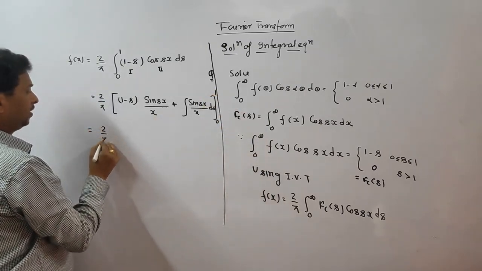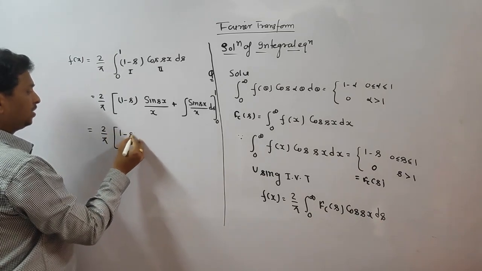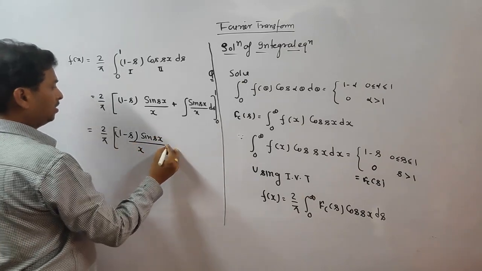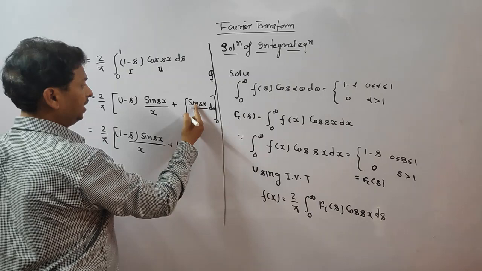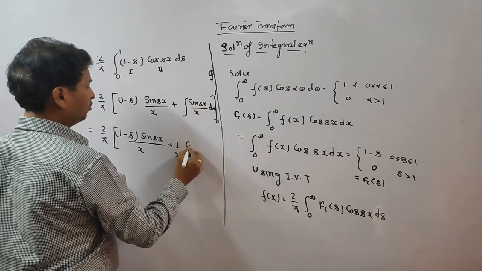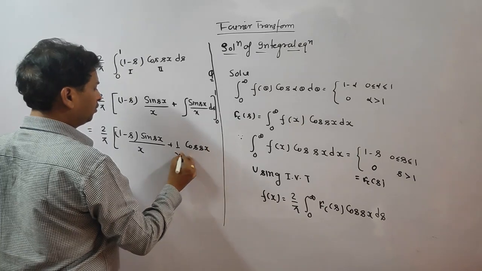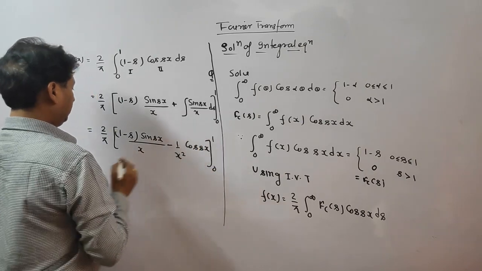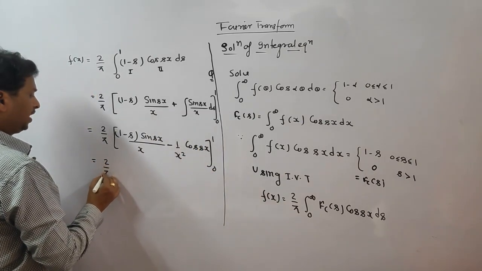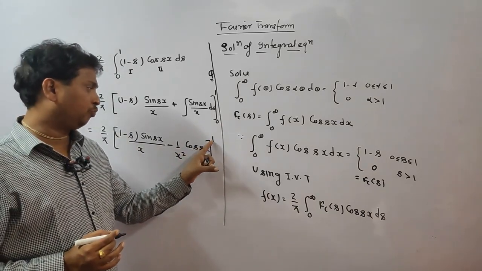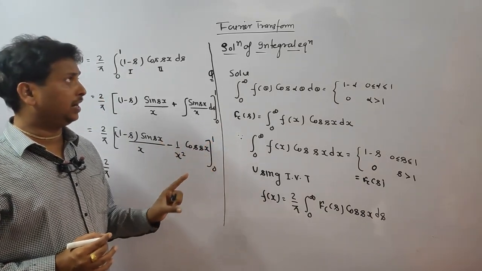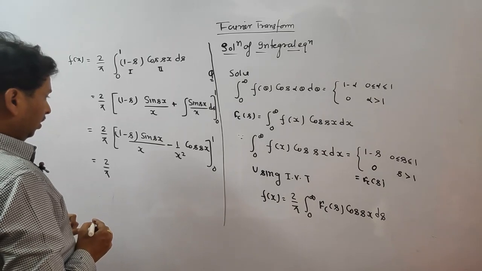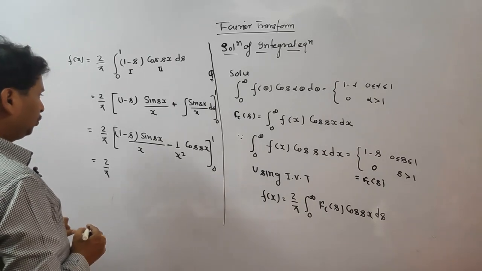So 2 upon pi, (1 minus s) sin(sx) by x, and the integration of sin(sx)/x with respect to s means cos(sx) upon x, so x square, and minus sign will come. So what is the limit? 0 to 1. So friends, just put the upper value, then put 0. And as I already told, to get the correct answer, just do it separately.